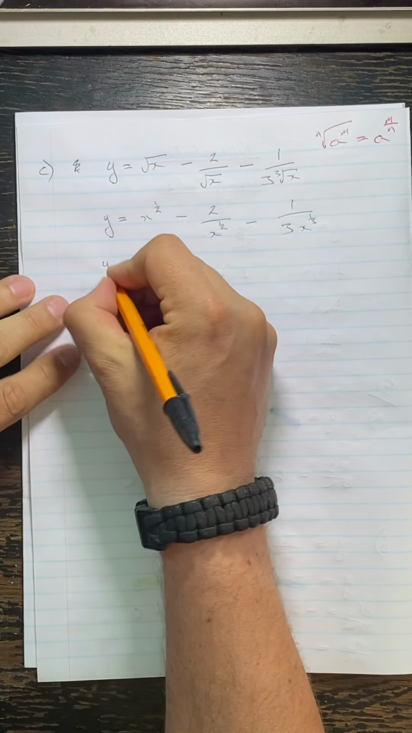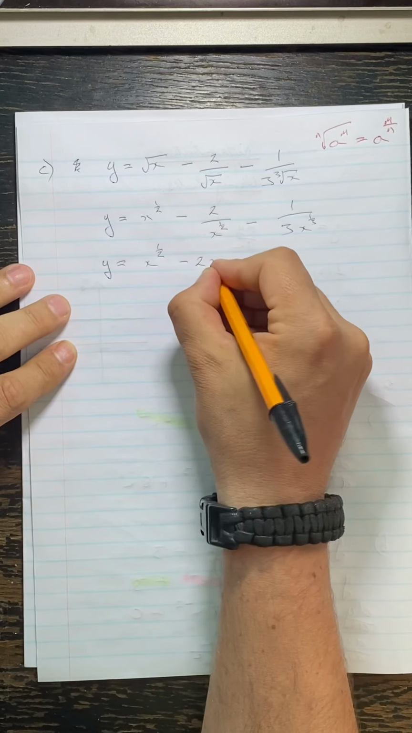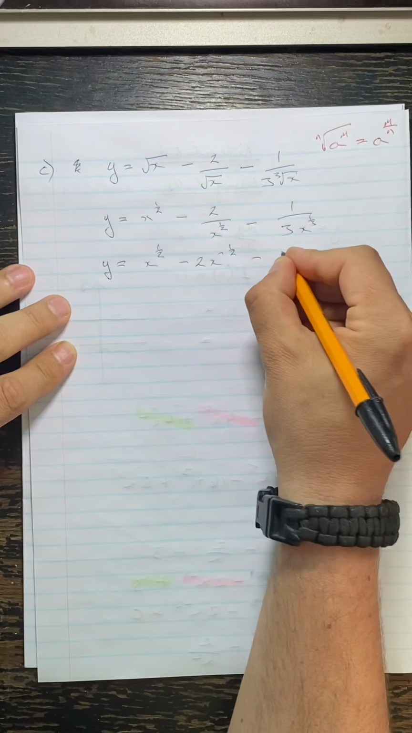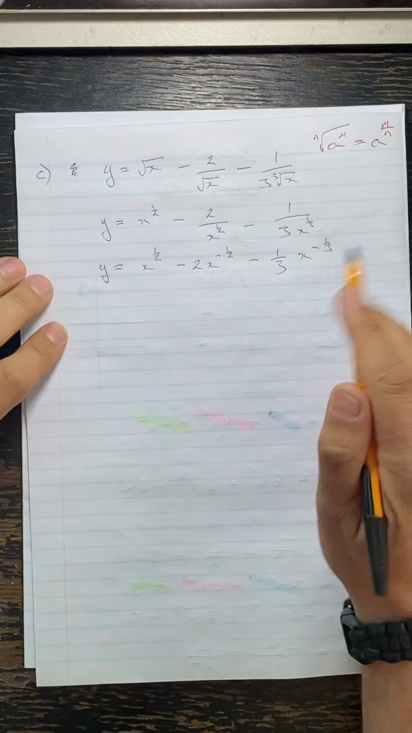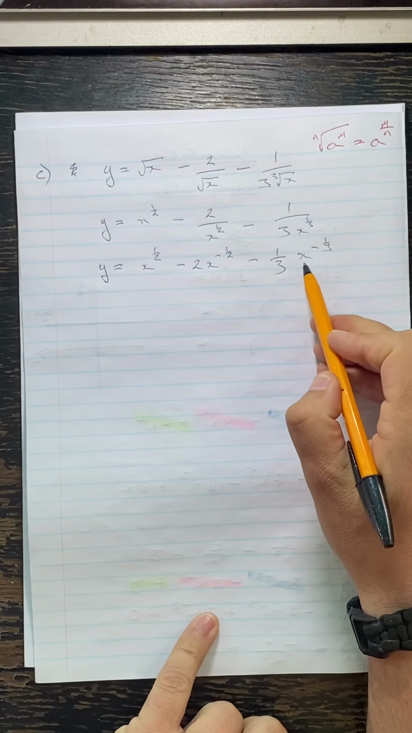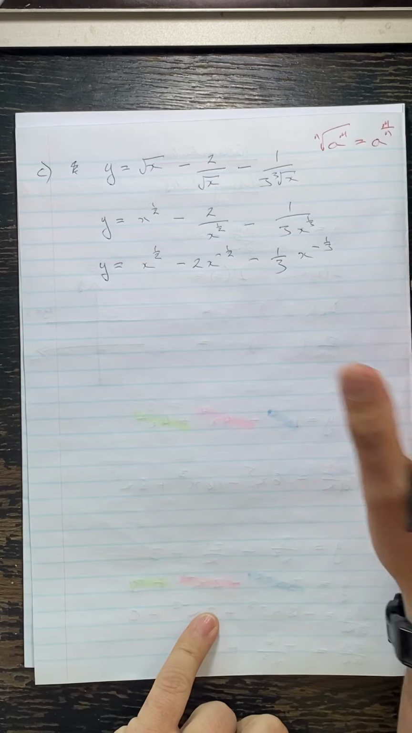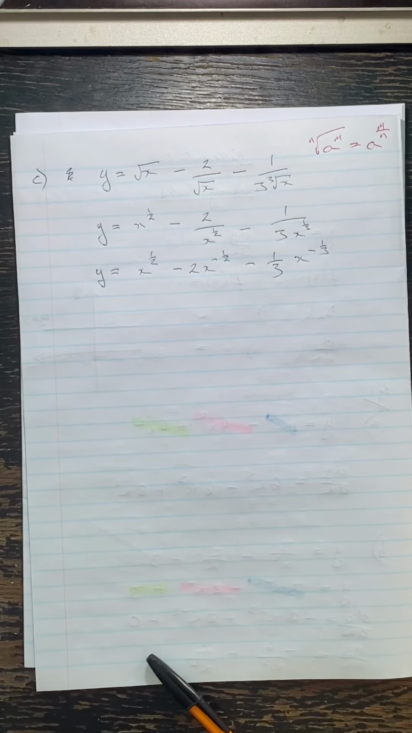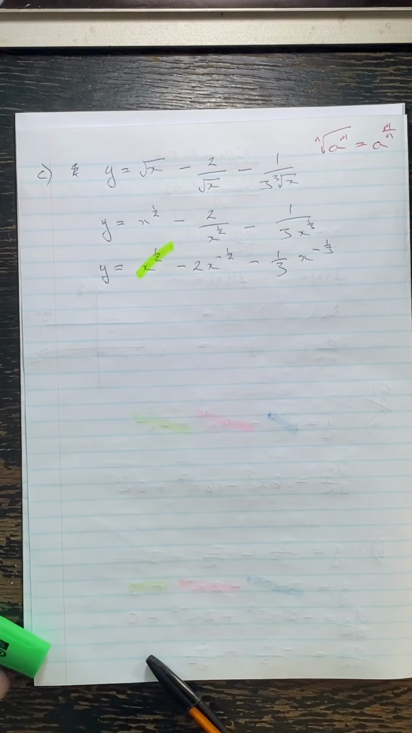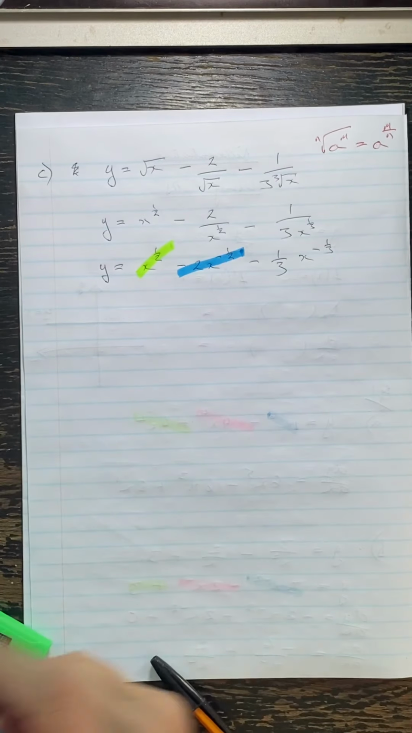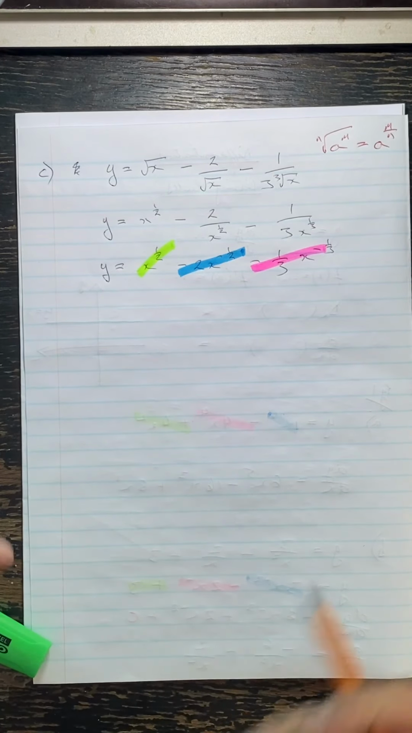So we get here y is equal to x to the half minus 2x to the minus a half minus 1 over 3 x to the minus 1 over 3. Now, the reason why I'm not bringing the 3 to the top with this is because we're not differentiating with respect to 3. We're differentiating with respect to x. Now that I have it in a polynomial form, I have that as a term, that as a term, and that as a term. I can differentiate them separately.